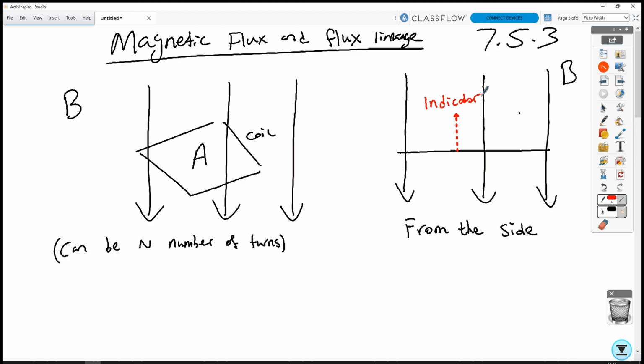It's an imaginary line. You'll see later on why we use it. The indicator is always at right angles to the area. I could have drawn it pointing down or pointing up, as long as it's perpendicular to the plane of the area.